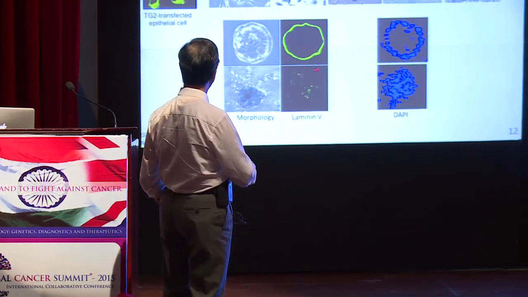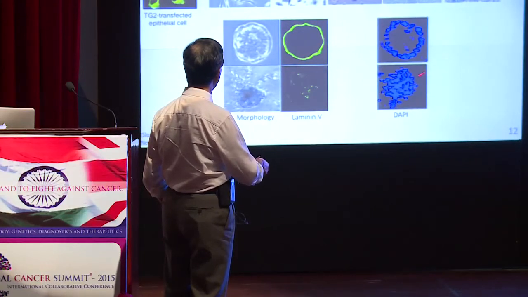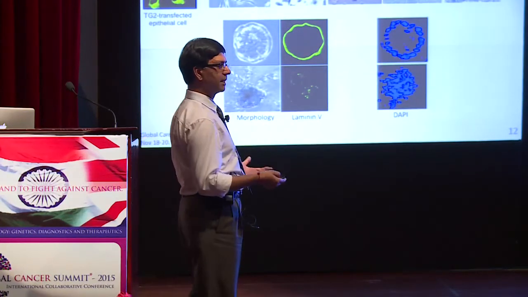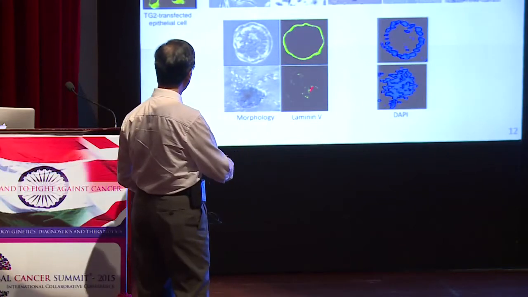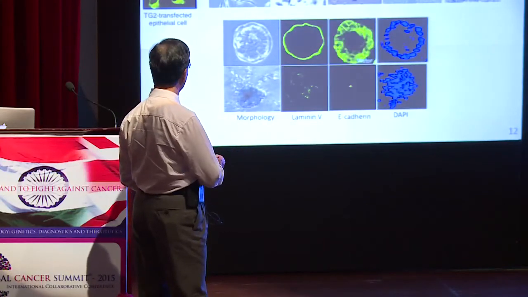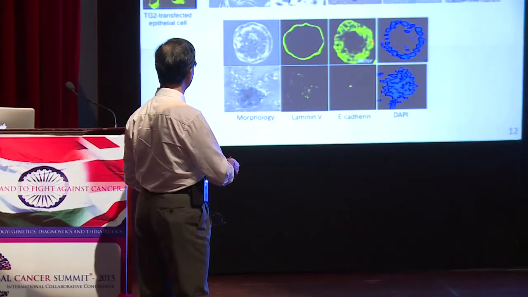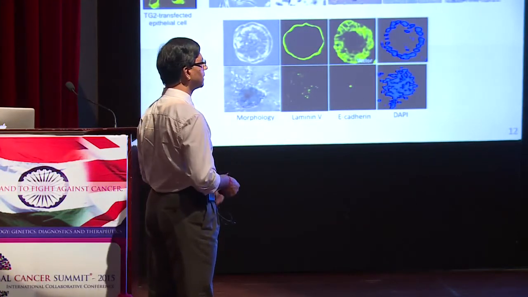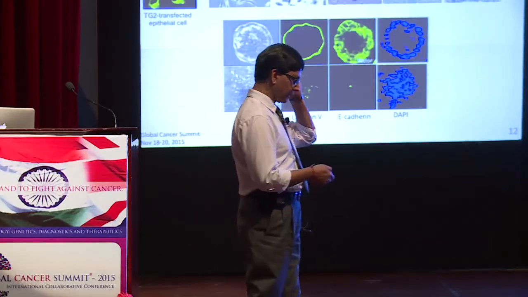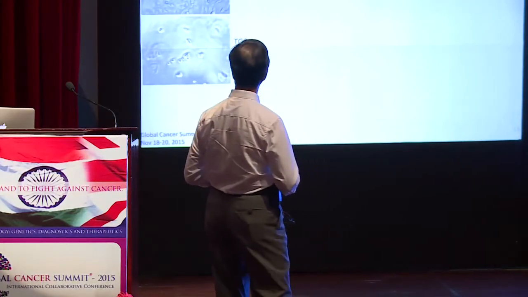This is a basement membrane, nicely laid out, where these cells attach and survive. And they lose the basement membrane, as shown in laminin 5. This is E-cadherin expression that's totally lost in TG2 overexpressing acinar structures or tumoroid structures.